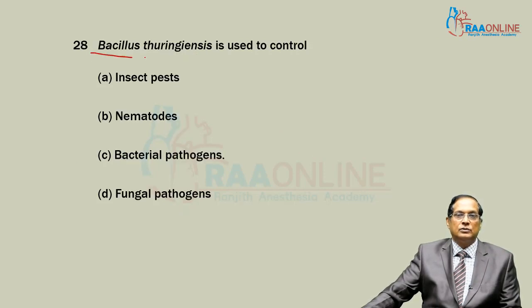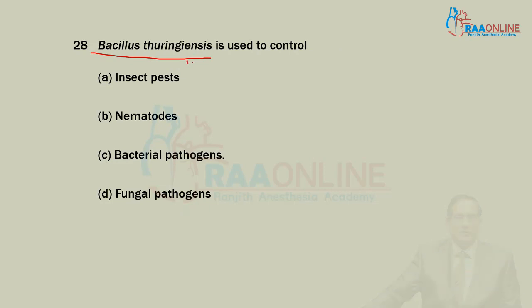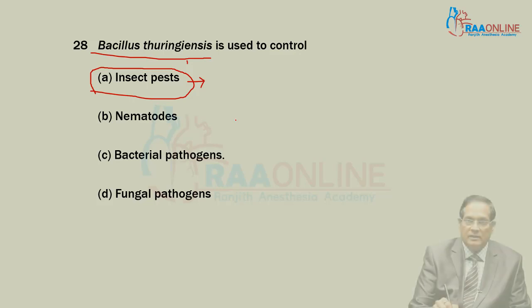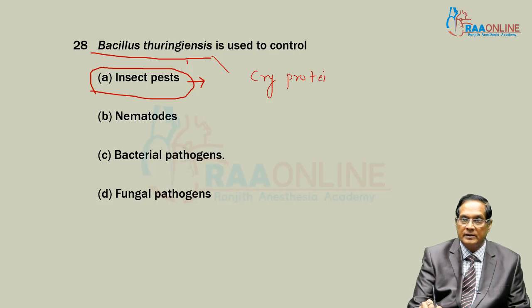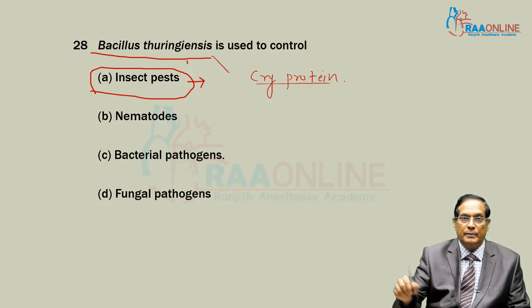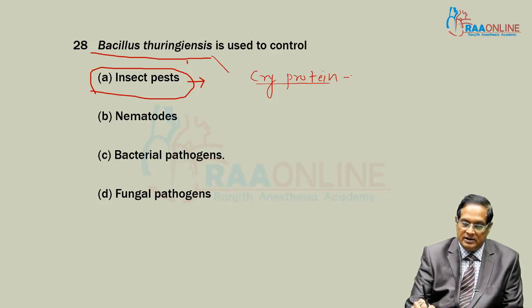28th, Bacillus thuringiensis, a bacterium. It is used for insect pest control. Actually, it is host specific. Bt is a source of cry protein. And what is Bt? Bacillus thuringiensis. This cry protein is produced by them as a toxin.